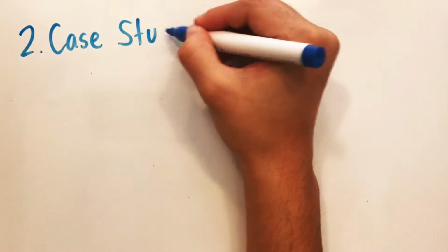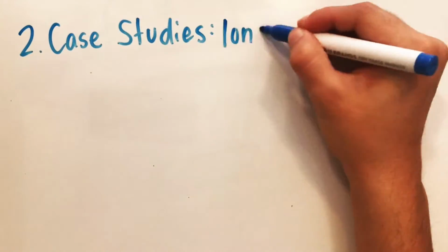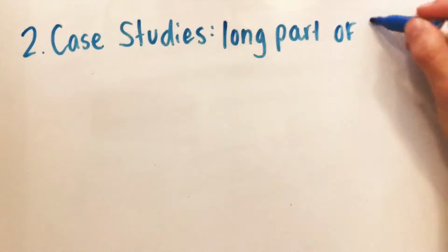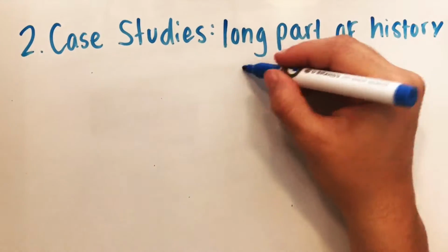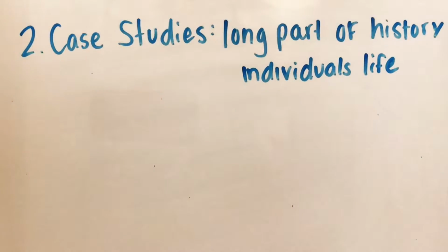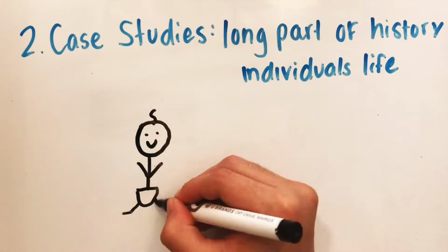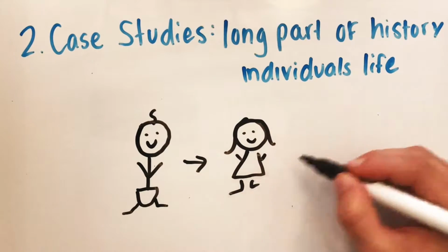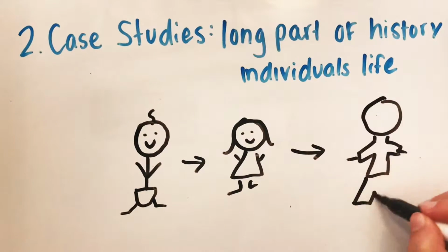The next thing we have are case studies. Case studies happen when a researcher takes a person and studies all or part of their life history and analyzes it. This is essential in understanding and treating psychological disorders.